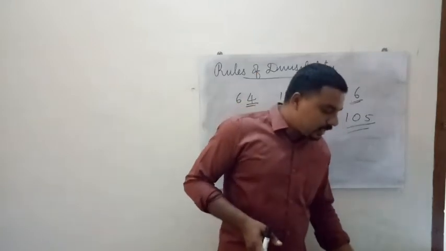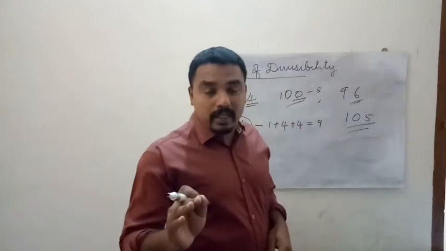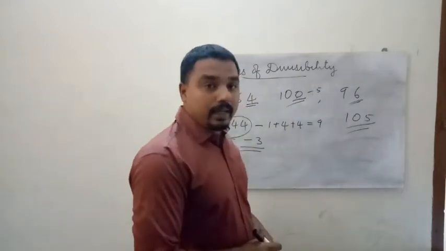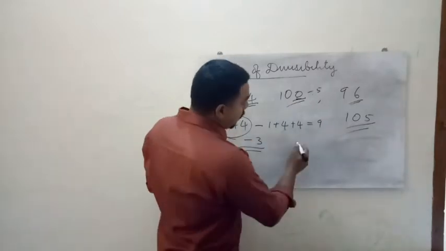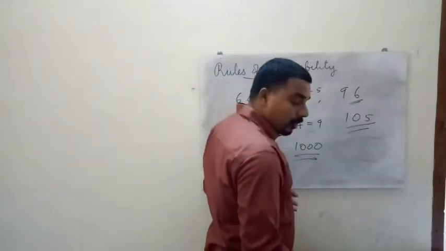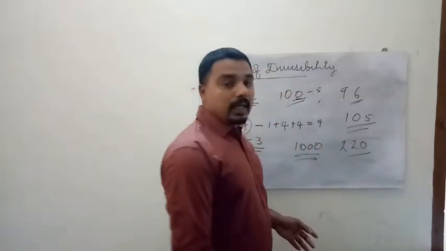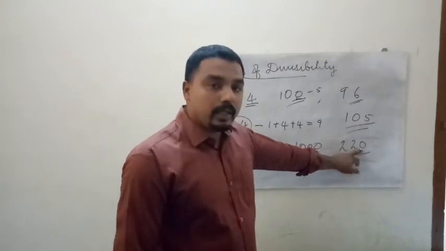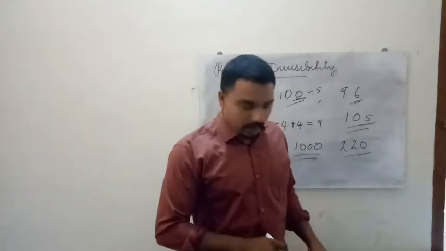Clear? So next is 10. The numbers which end with 0 in the ones place are exactly divisible by 10. Here 100 is exactly divisible by 10 because in the ones place you see there is 0. 220 is exactly divisible by 10. Why? Because the ones place is 0 only. So all the numbers which end with 0 are exactly divisible by 10.